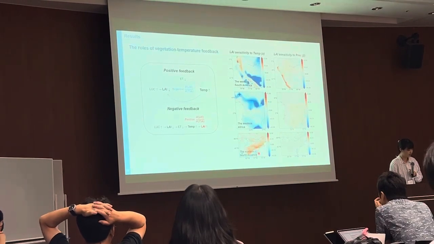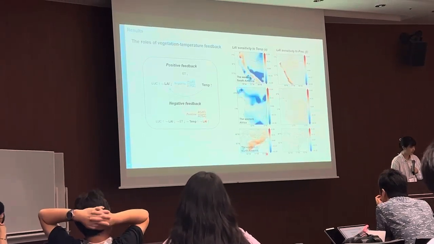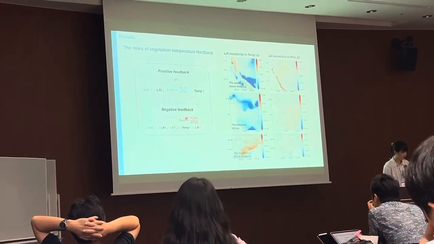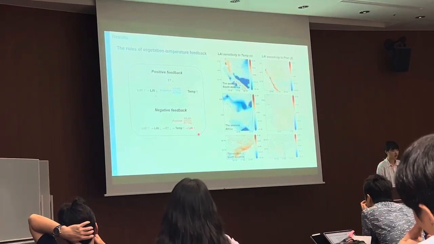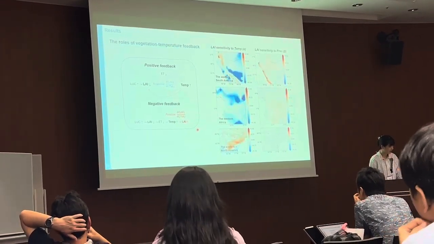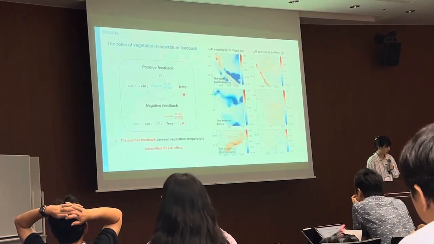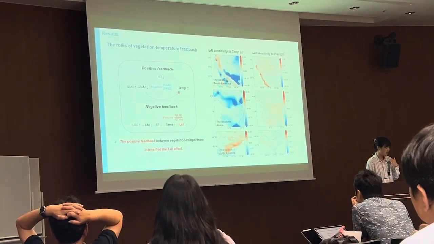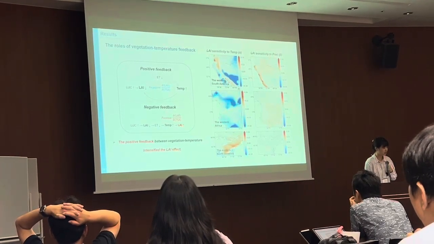On the other hand, the positive sensitivity in Eastern North America is associated with negative feedback, because in this region, warming induced area increase. Therefore, we can find that the positive feedback between vegetation and temperature can intensify the changes in area and temperature and the area impacts in these two regions.